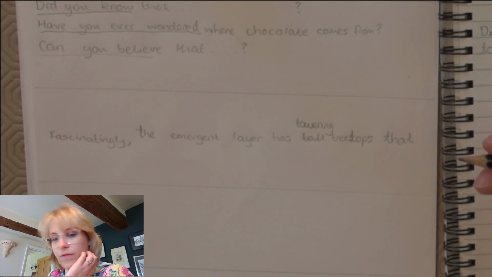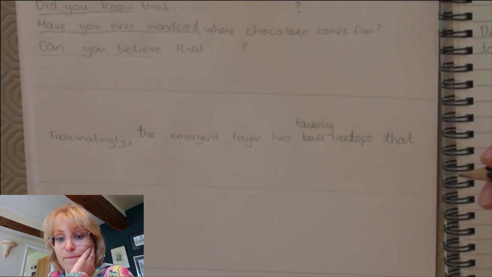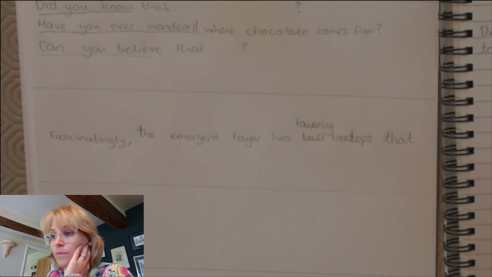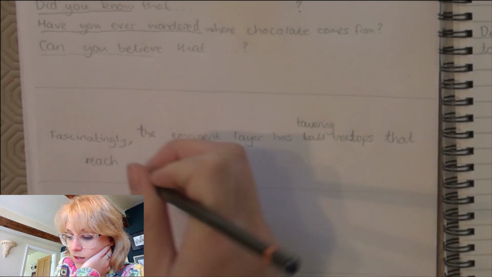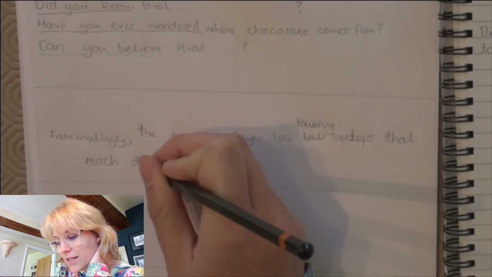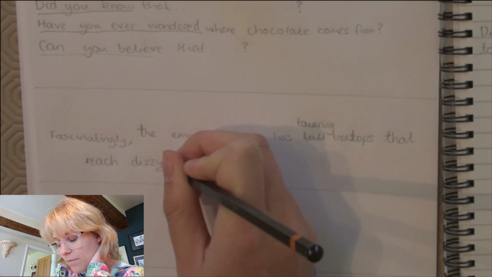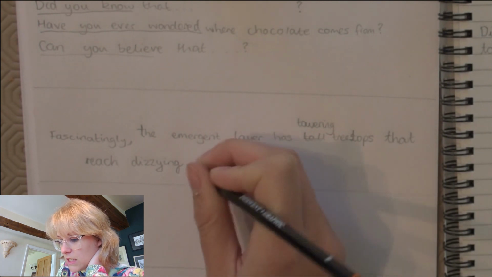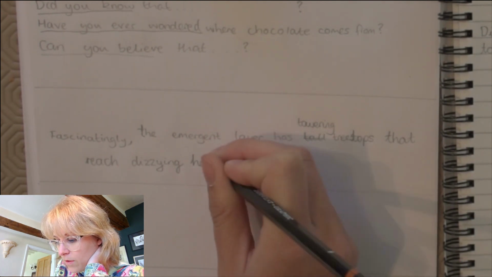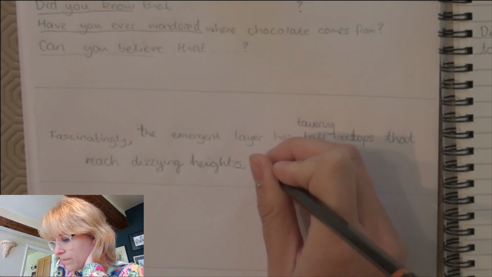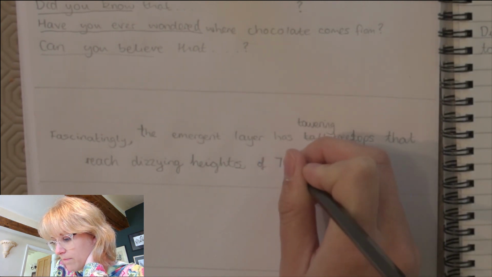Now I learned that they are 70 metres tall, which is very tall. So we could say that reach maybe dizzying heights, because when you're really high up, it makes you feel a bit dizzy, doesn't it? Reach dizzying heights of 70 metres.